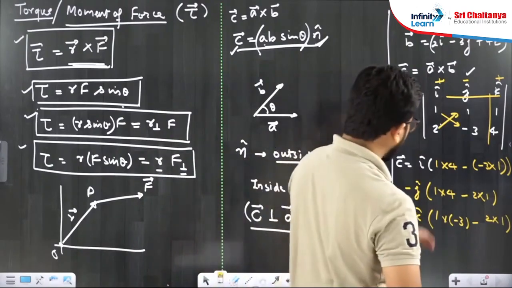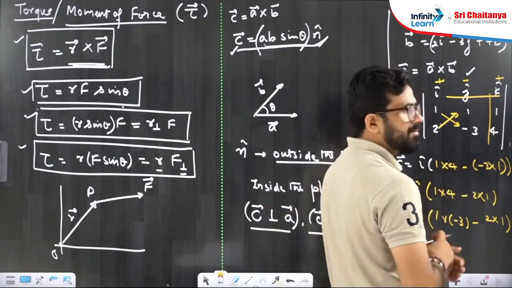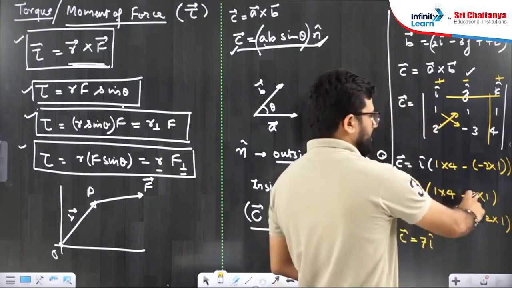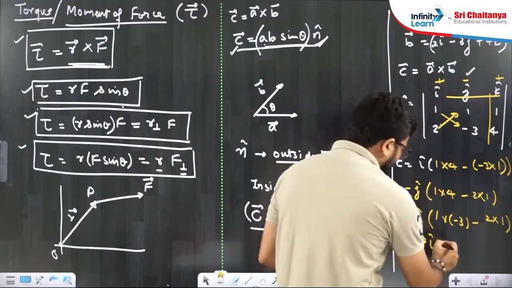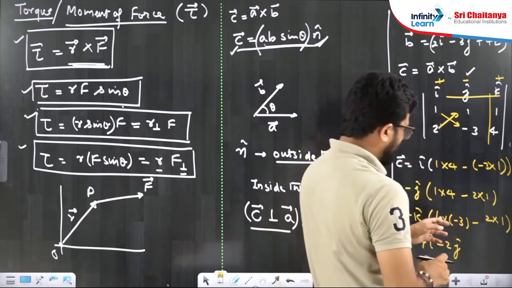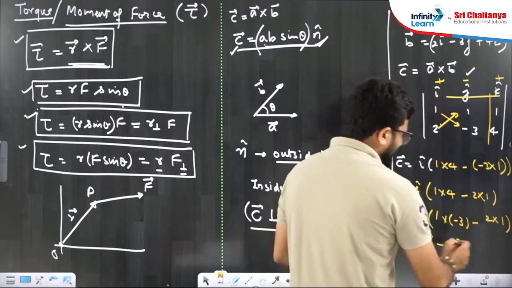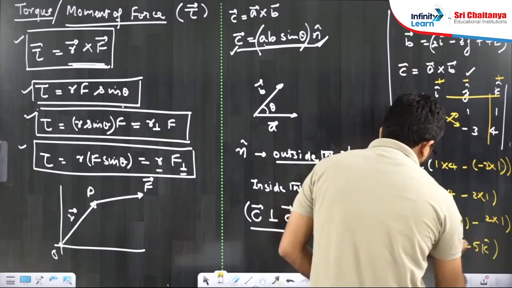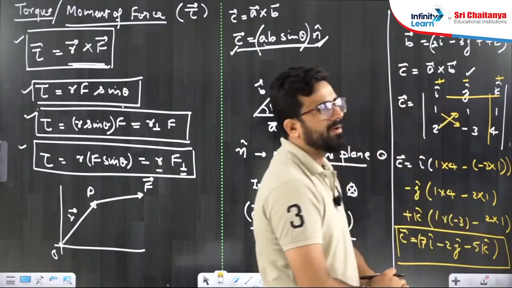The C vector would be 4 plus 3, that is equal to 7 I cap. Here 4 minus 2 is 2, and this will become minus 2 J cap. Here minus 3 minus 2 means minus 5 K cap. And please reply everyone, up to here are you understanding or not?